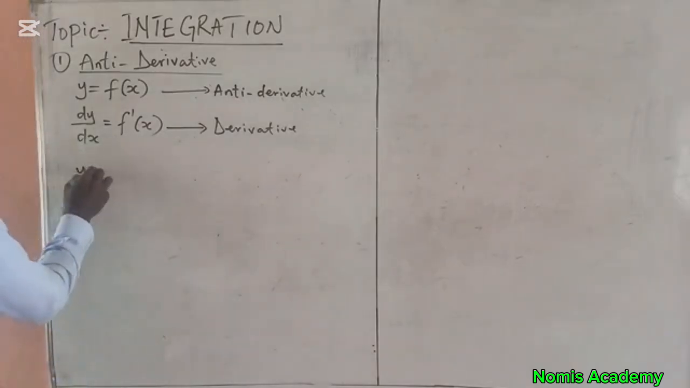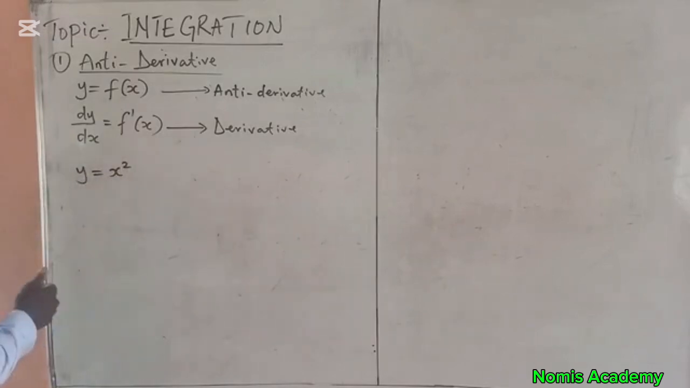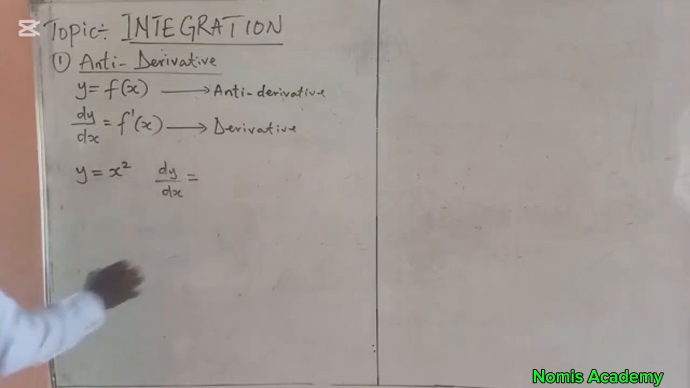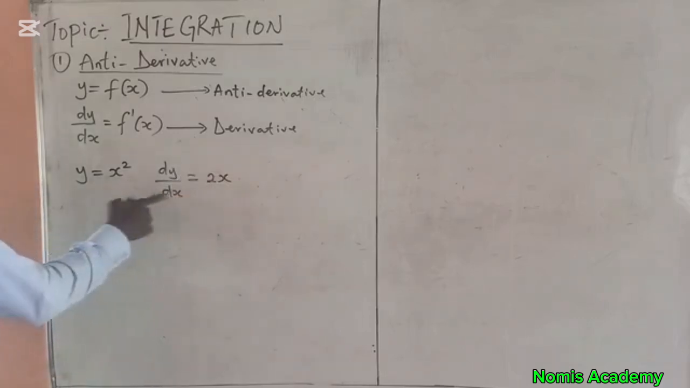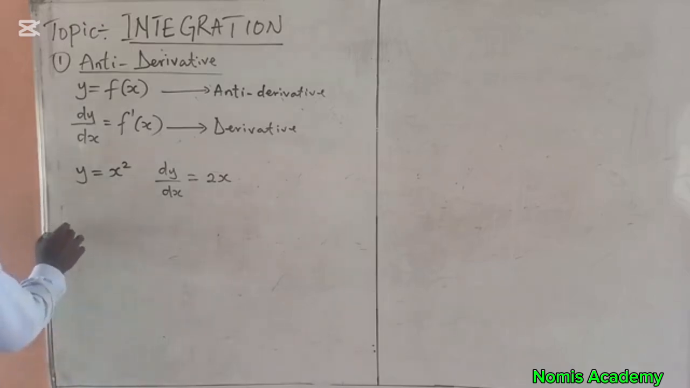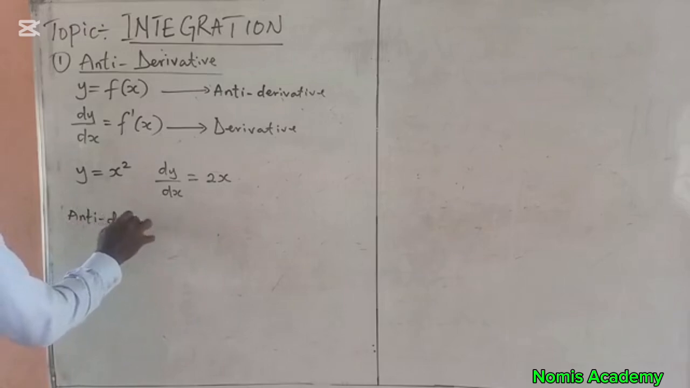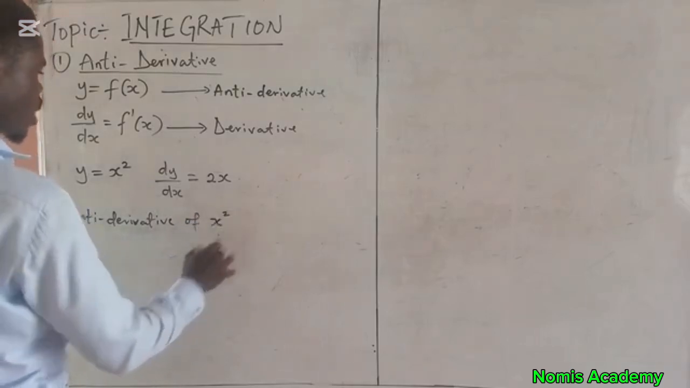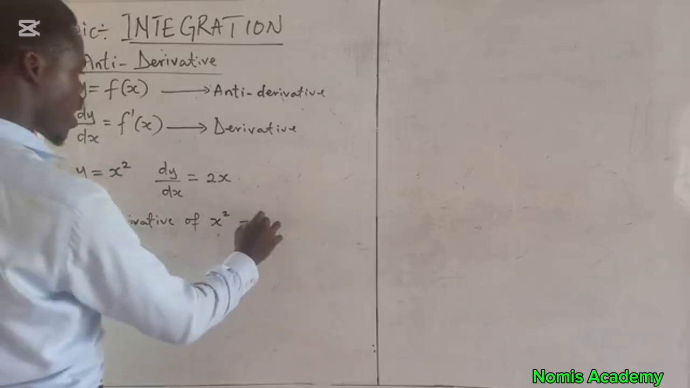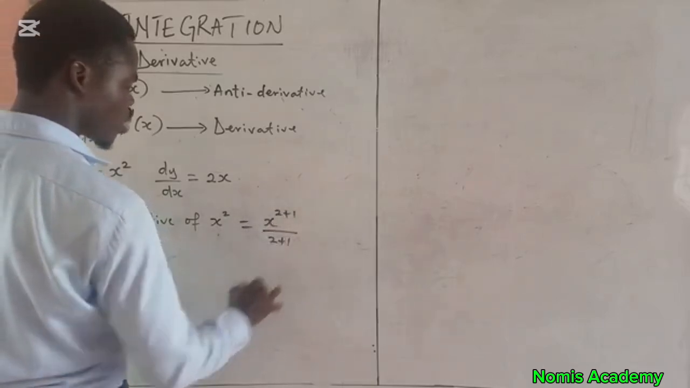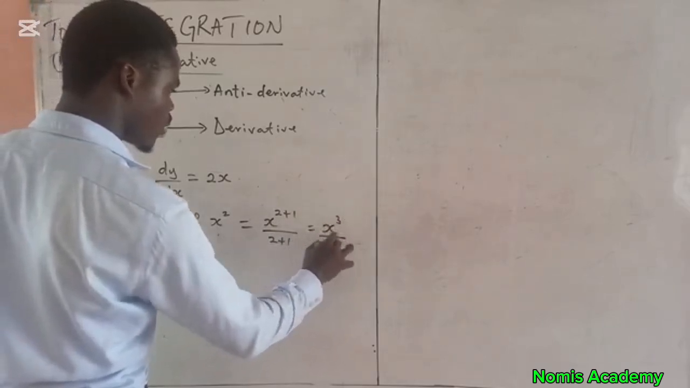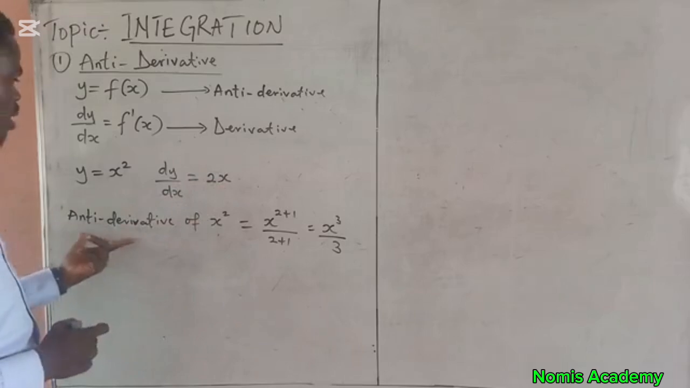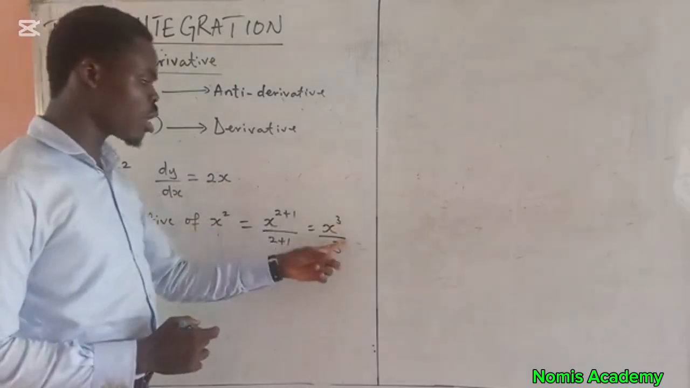We have a function y equal to x squared. This is the function given. Now the derivative of this function, dy over dx, is equal to 2x. This is the derivative of the function. Now the antiderivative of x squared will be what? It is equal to x to the power 2 plus 1 over 2 plus 1, which is x raised to the power of 3 all over 3. So you can see we have a function, the derivative of the function is 2x, and the antiderivative of the function is x cubed all over 3.